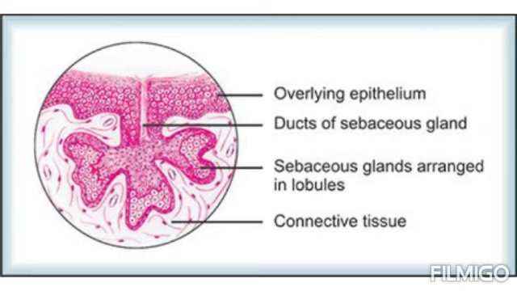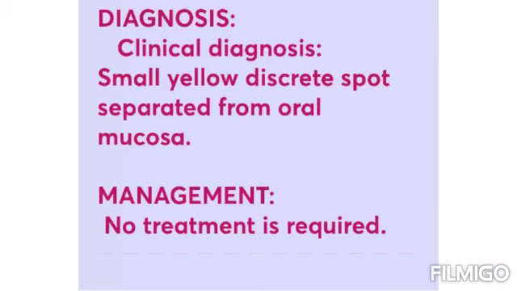This picture shows the histological picture of Fordyce's granules. There is overlying epithelium and the duct of the sebaceous gland. These sebaceous glands are arranged in lobules with the presence of connective tissue. This is the Fordyce's granule, showing the presence of sebaceous glands.